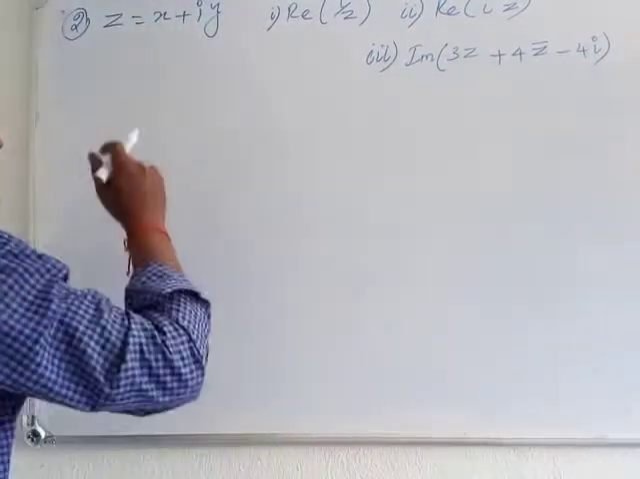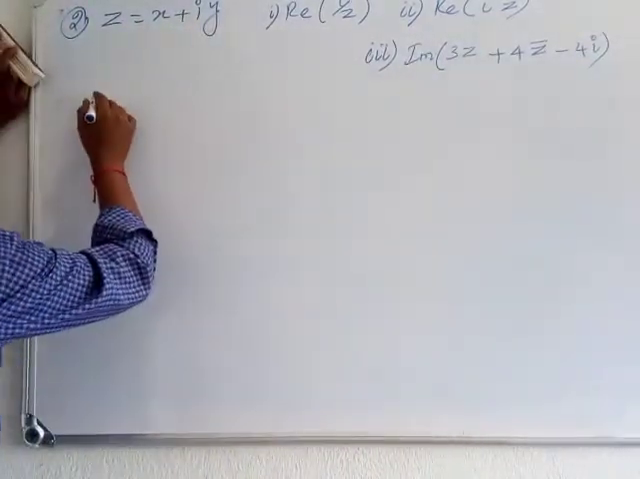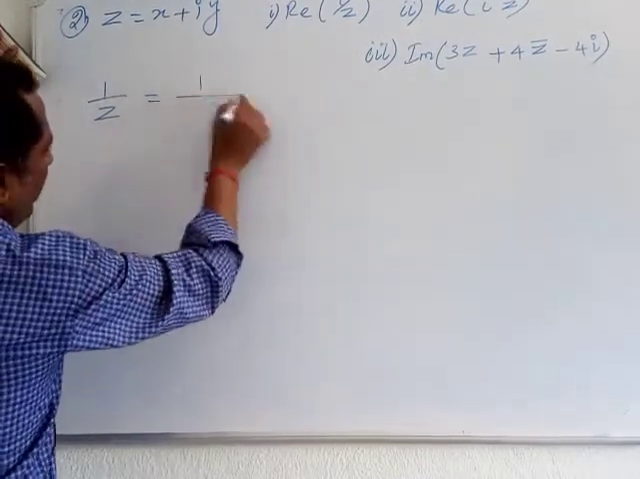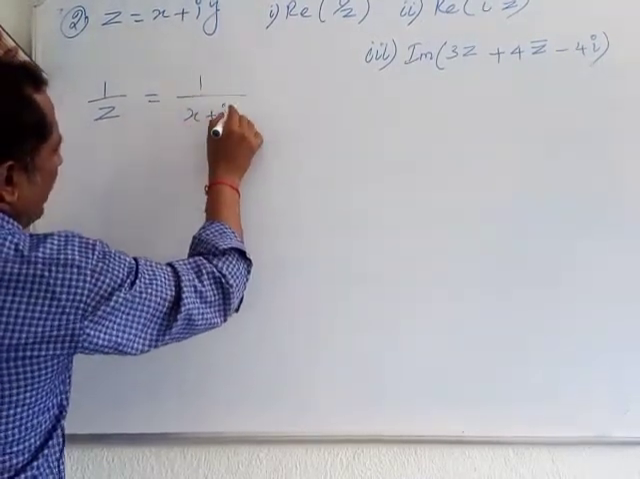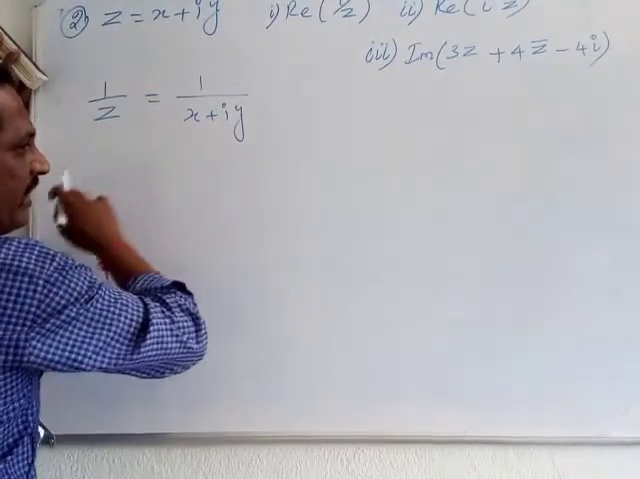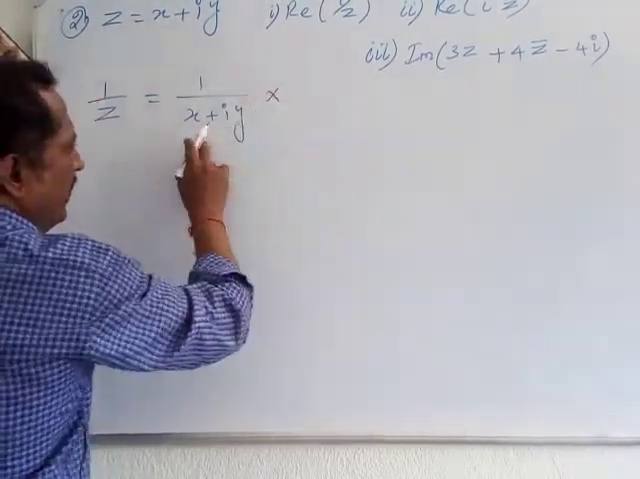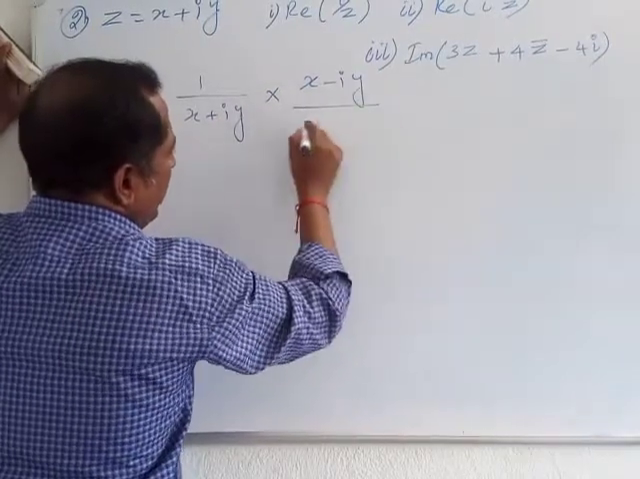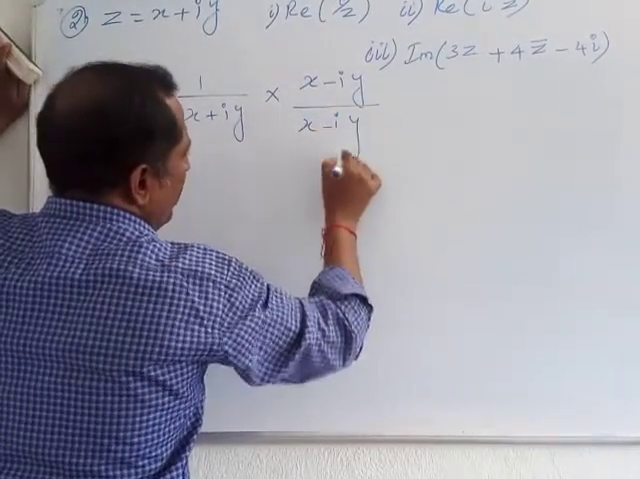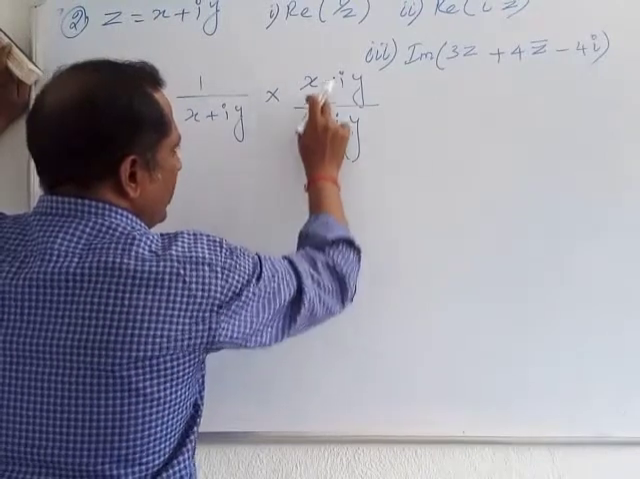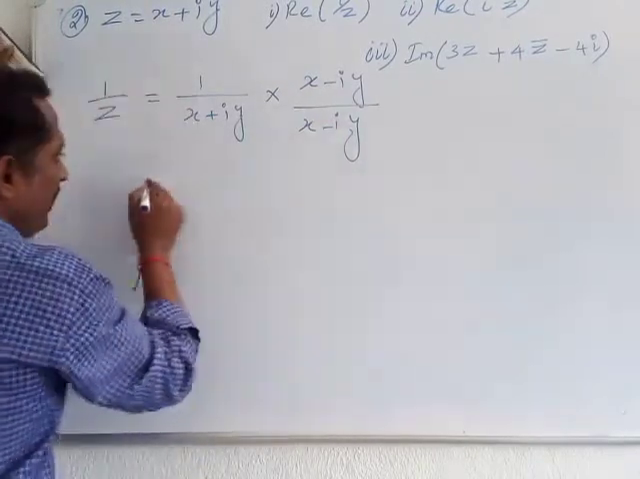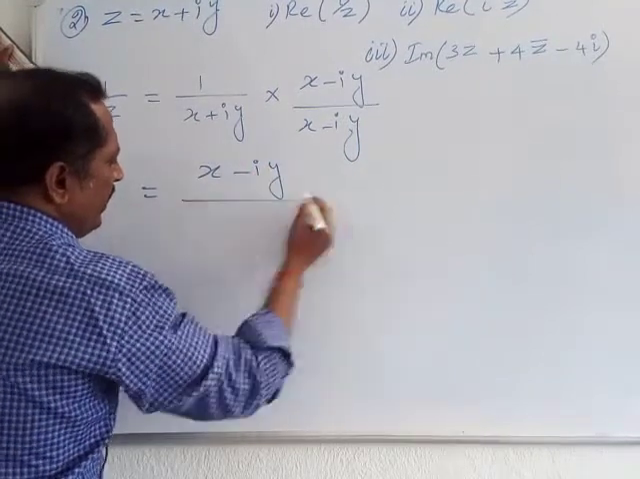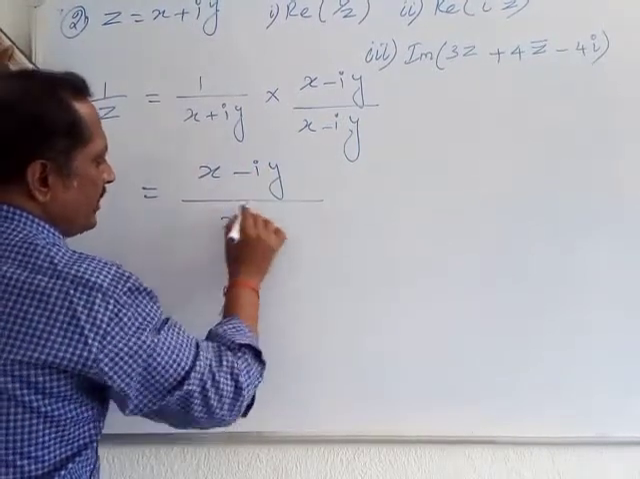So first I have to calculate the real part of 1 by z. What is 1 by z? 1 by z is equal to 1 divided by x plus iy. A complex number comes in the denominator. Now taking the conjugate of the denominator, it is x minus iy. So we have to multiply numerator and denominator by the conjugate x minus iy, which gives numerator x minus iy divided by denominator x squared.